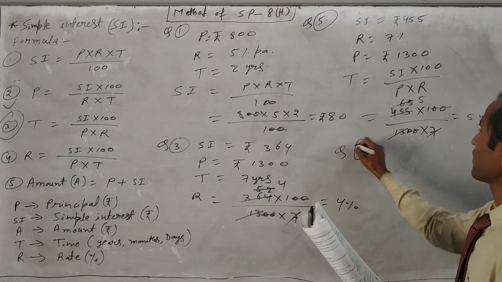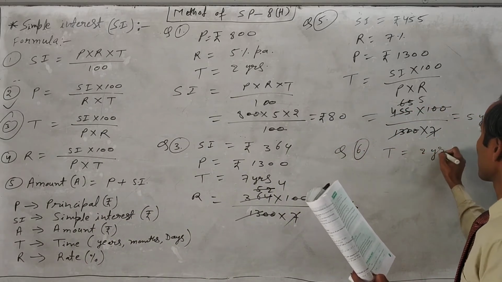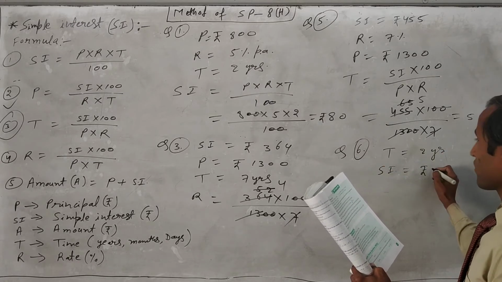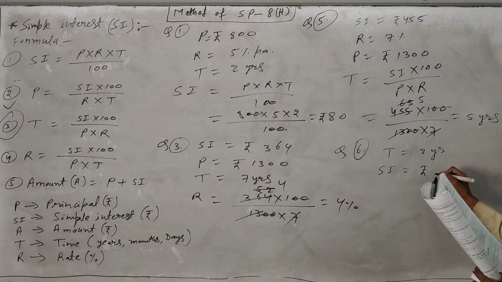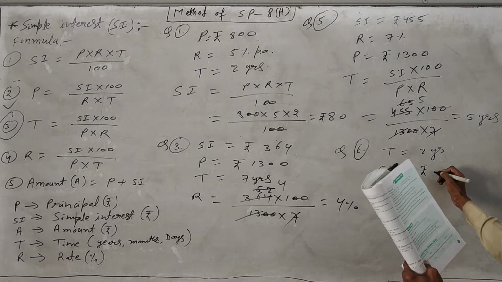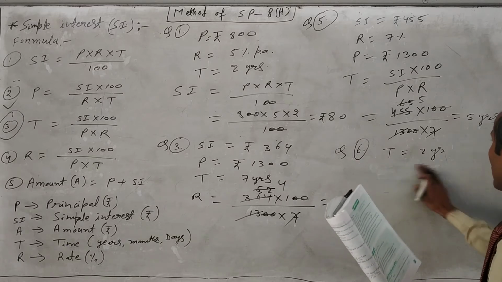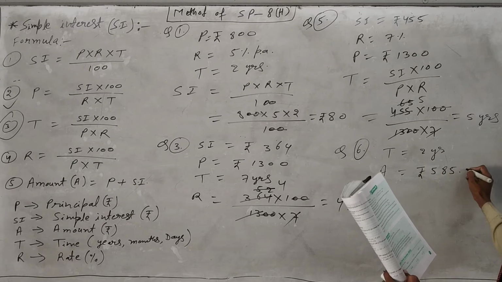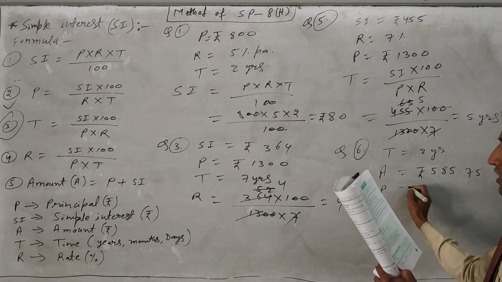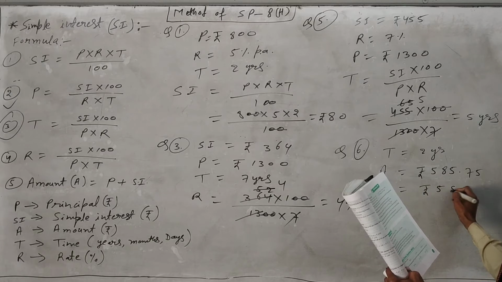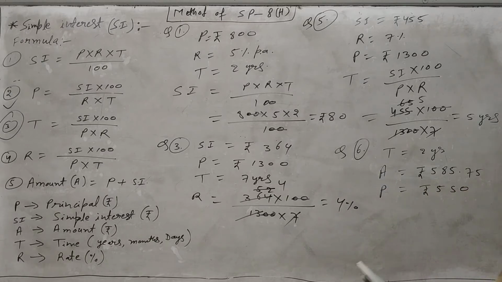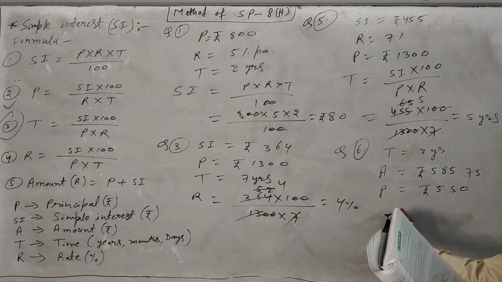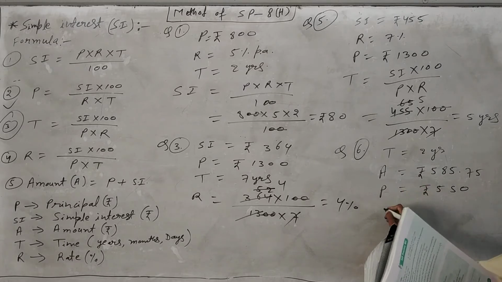Question number 6. Time is given 2 years. After that, simple interest is to be found. Amount is given rupees 585.75 and principal is given rupees 550. Now first of all you have to find interest. What was the interest rate? So rate we have to find. For that first of all we will find SI.